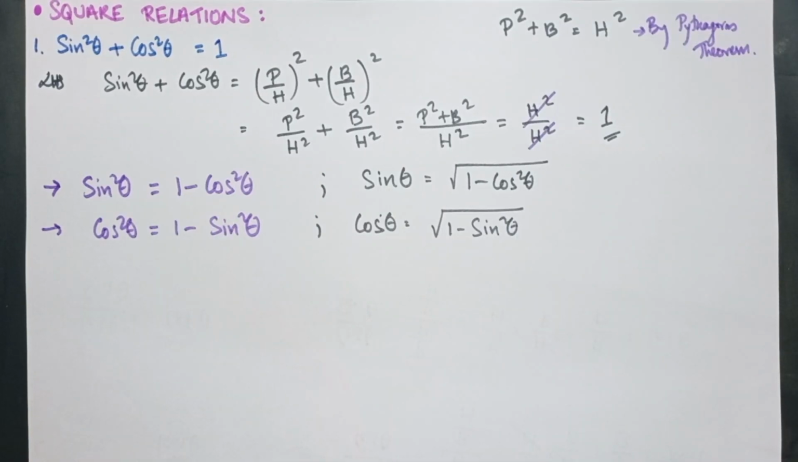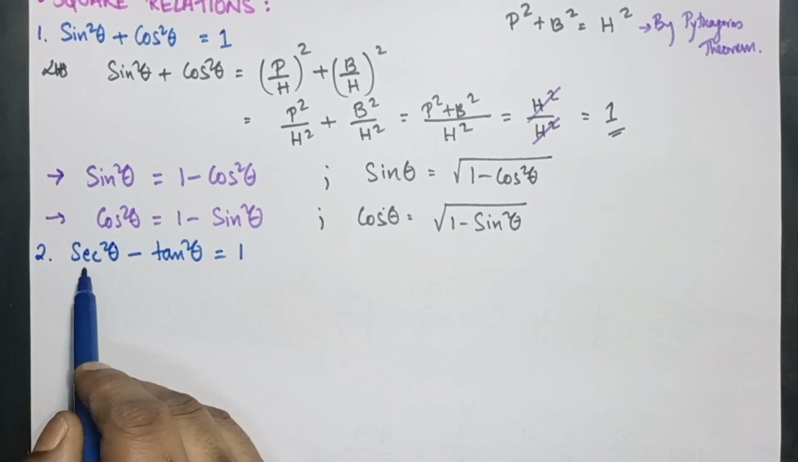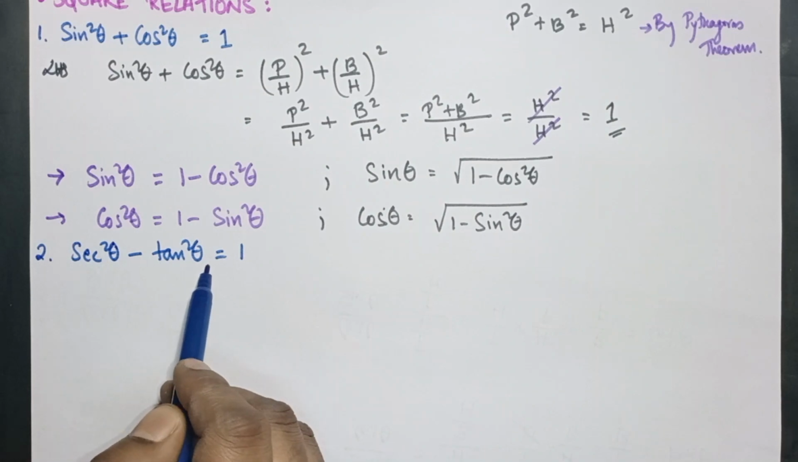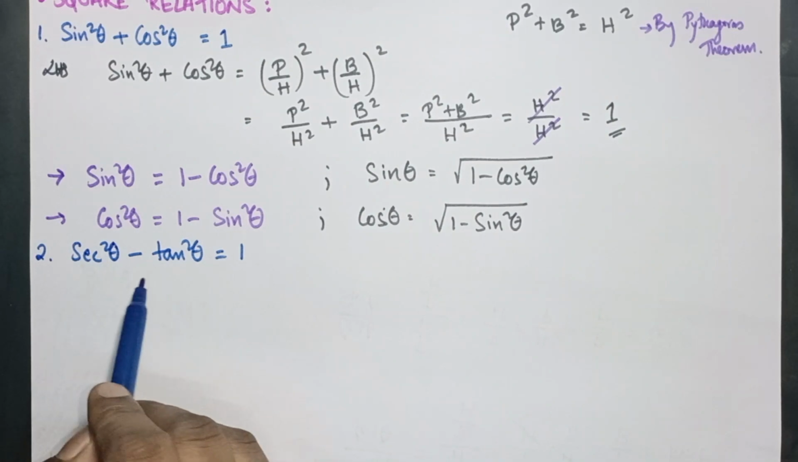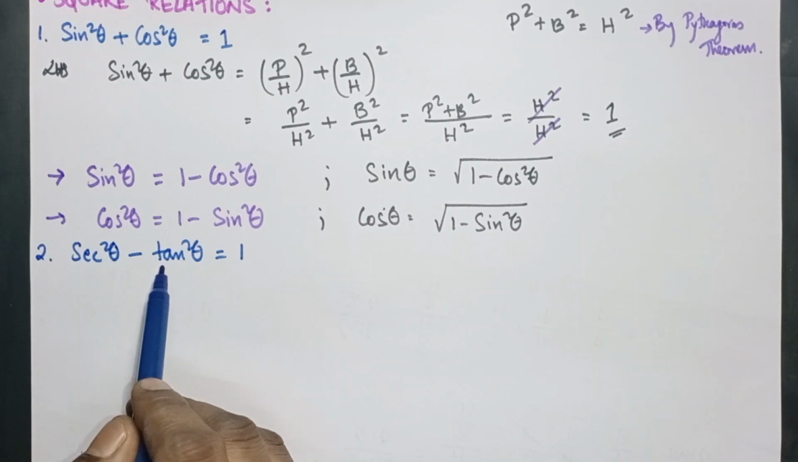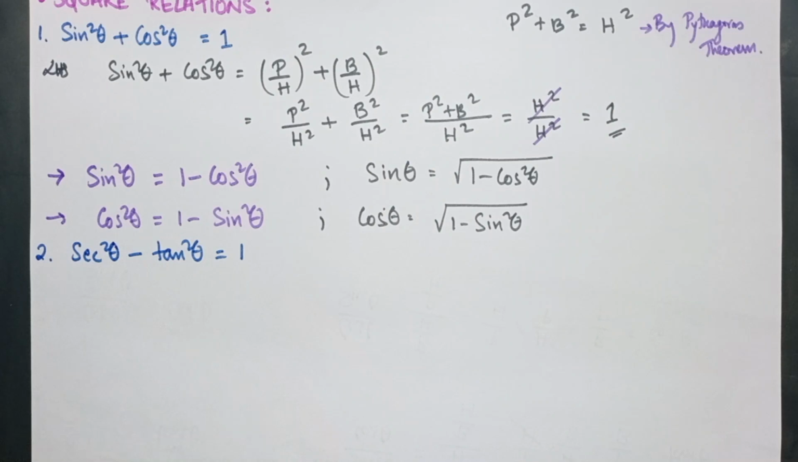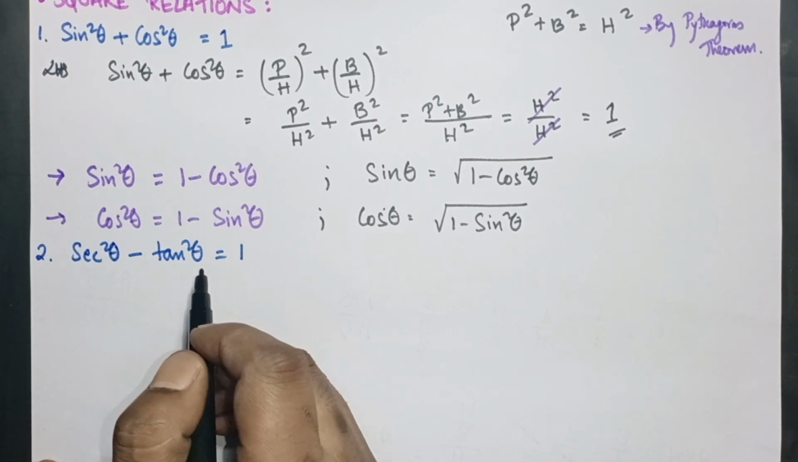Okay, now let's do another formula. The second formula we have is sec square theta minus tan square theta equals 1. If you see it in the book, they have given it in a different way. If you move it this way, it will be easy for you. I'll show you the proof also, how we can prove it. The proof isn't required for your exam.